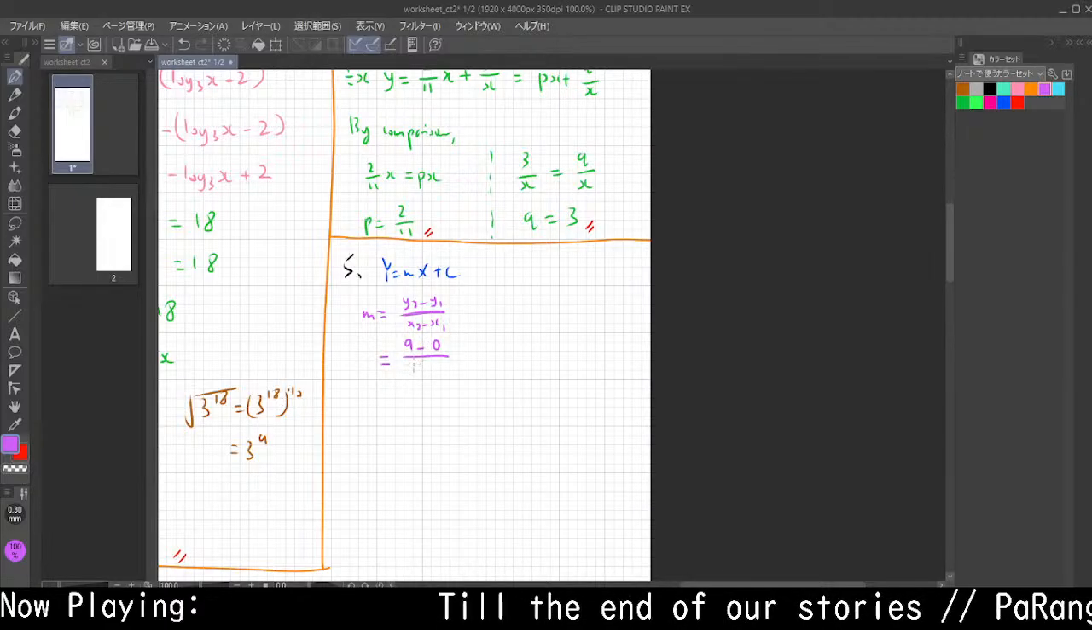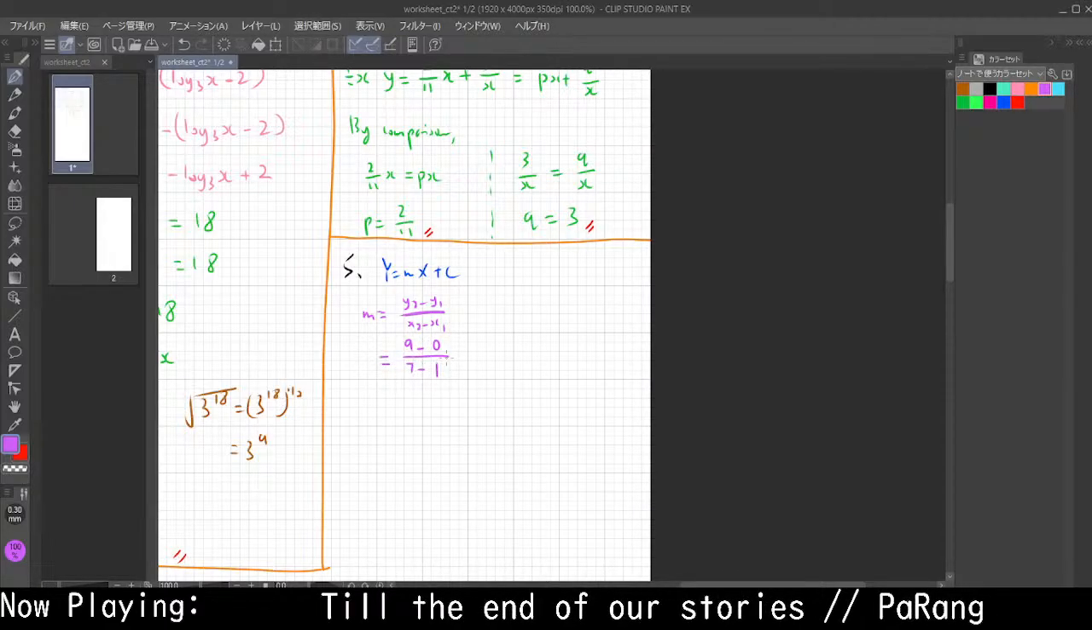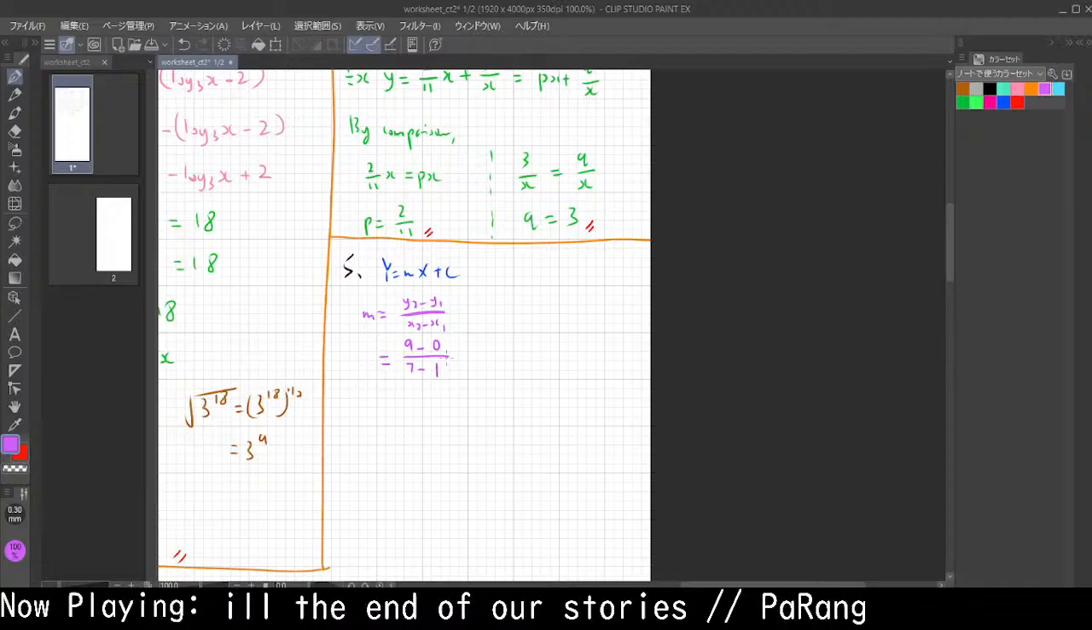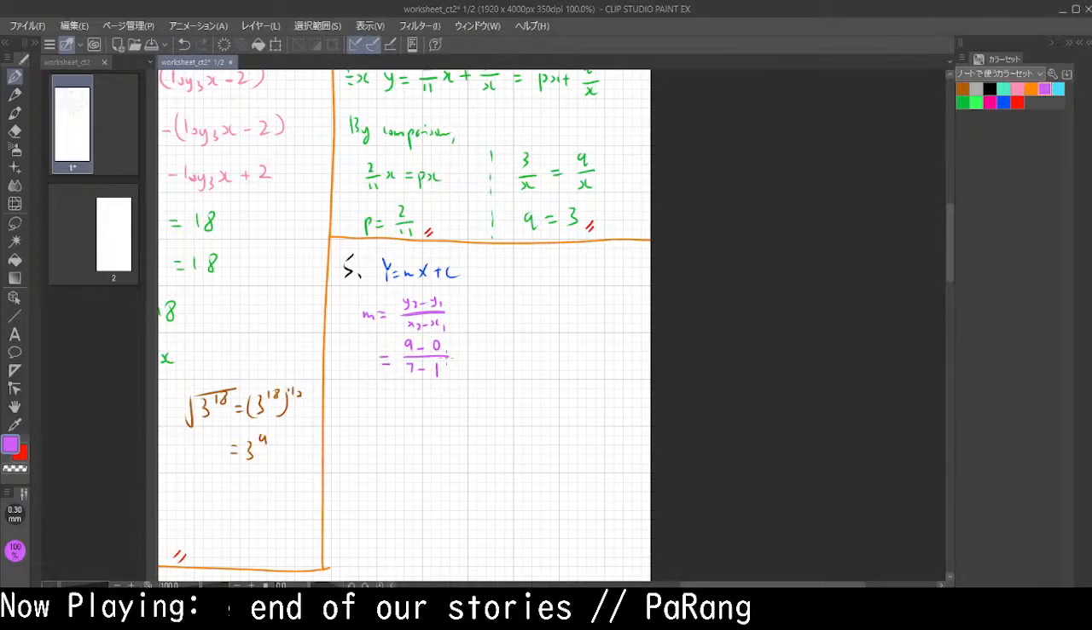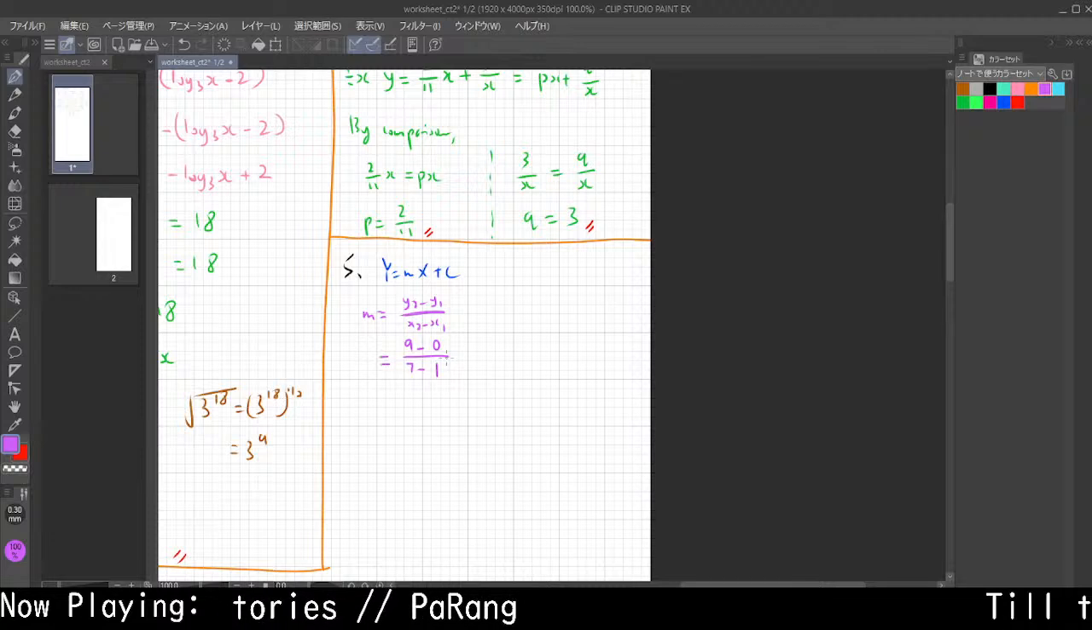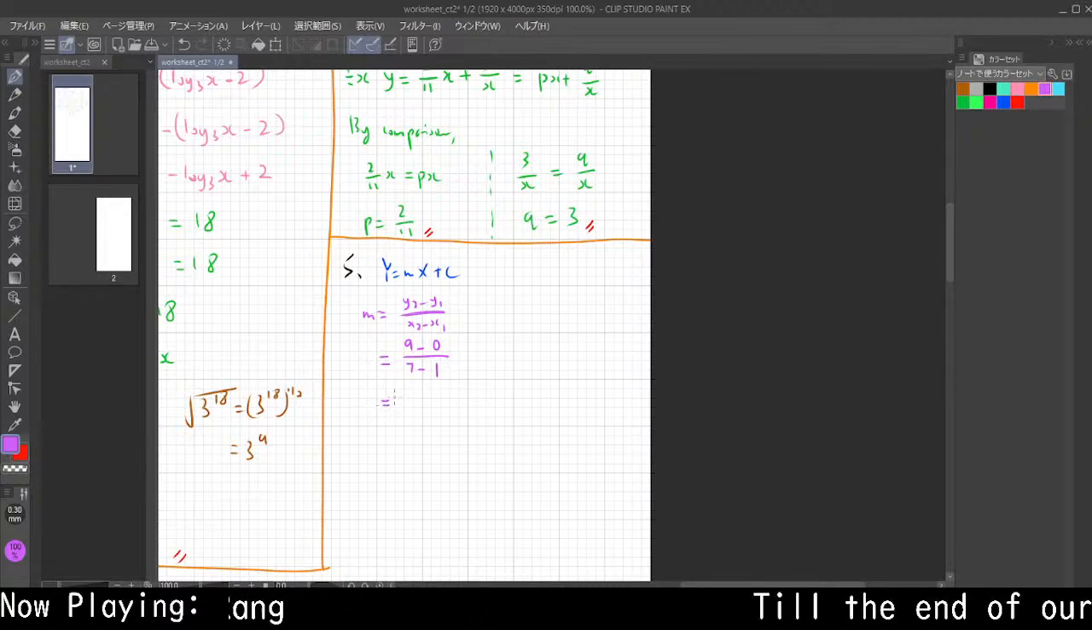Then your x is 7 minus 1. It's really quite painful. Might need to go back to the dentist and ask her to cut it. It's actually a bit annoying. It's actually kind of painful.